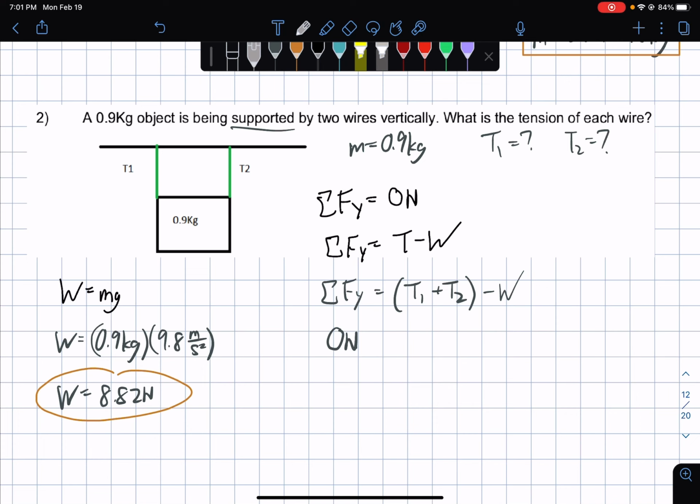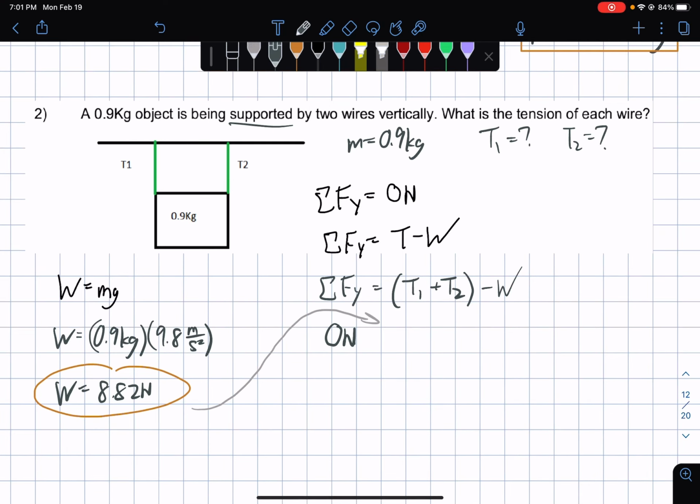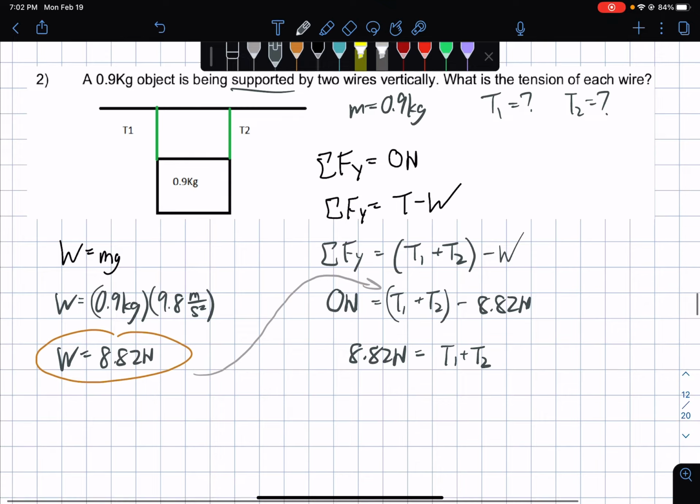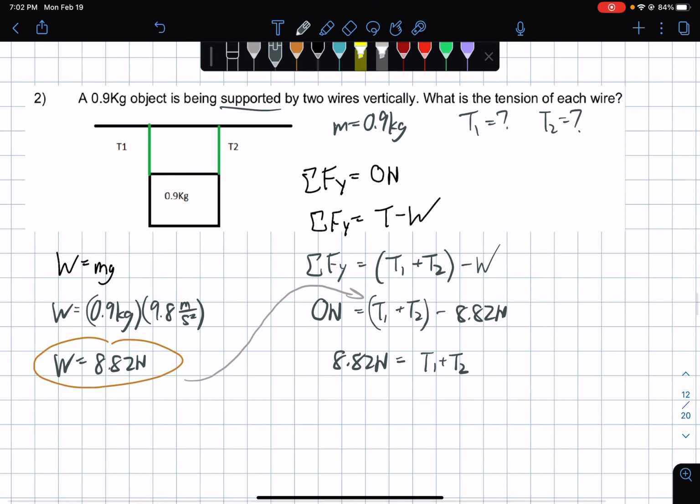Now, that weight will be placed here. T1 plus T2 minus 8.82 newtons. 8.82 newtons transposed to the other side, we have something like this. And how do we know what is the value of T1 and T2? Based on the illustration, it's not difficult to think that T1 is equal to T2.